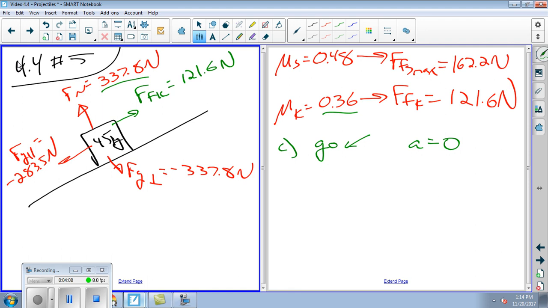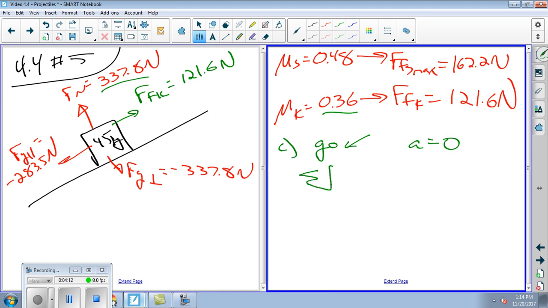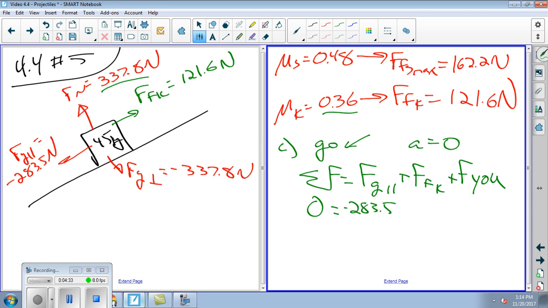Okay, so now I need to make sure that my net force is 0, right? So net force is force of gravity parallel plus the force of kinetic friction plus, since the problem said how much force is needed, in other words, how much force do you need, Fu. All right, so our net force is 0. Fg parallel is negative 283.5. Force of kinetic friction is 121.6. And we're trying to find the force of U.